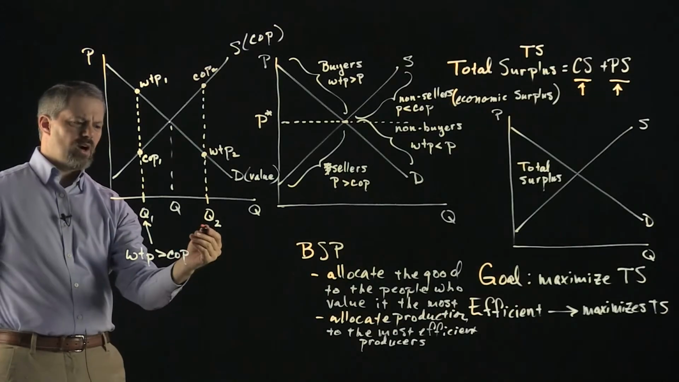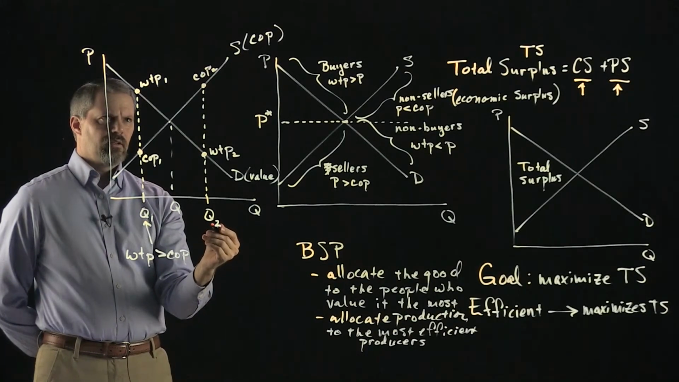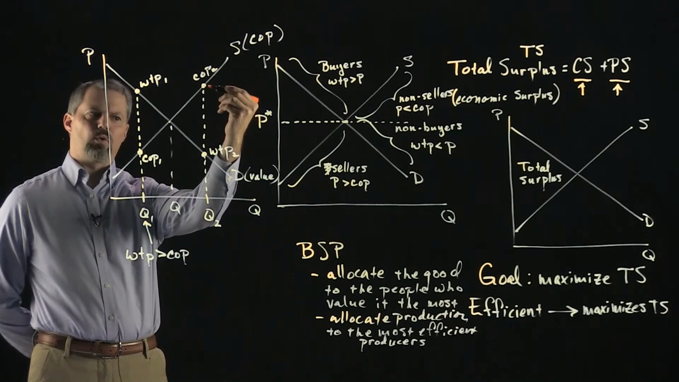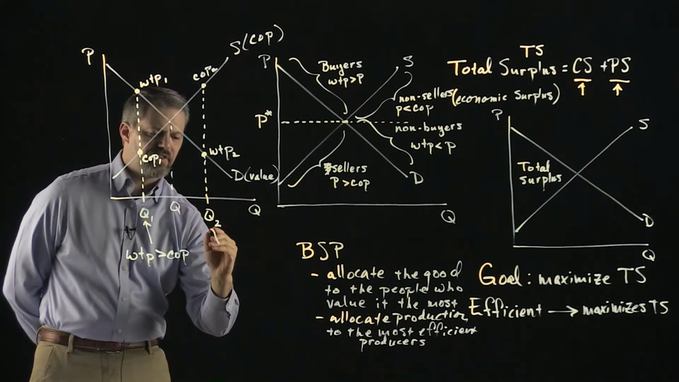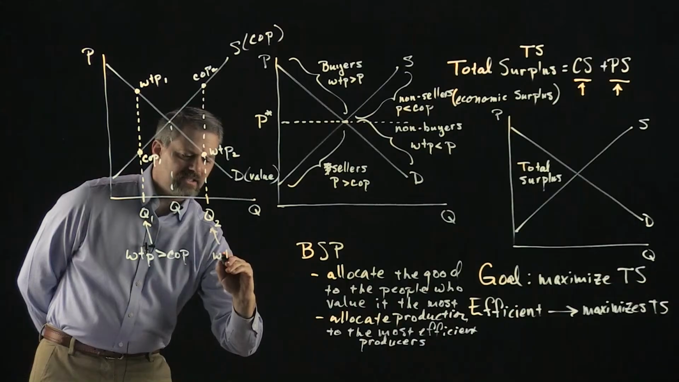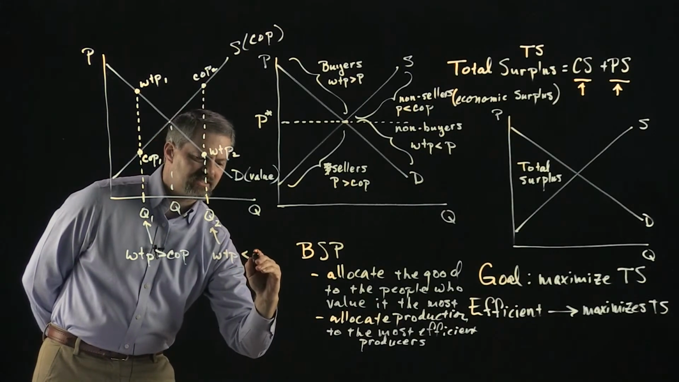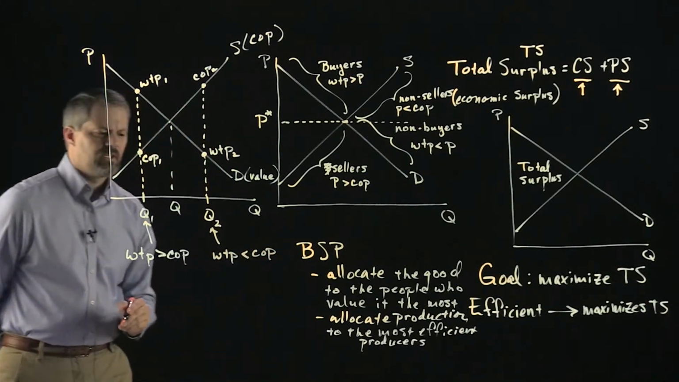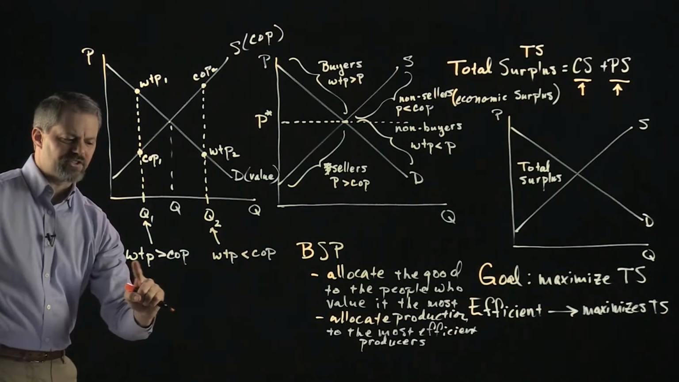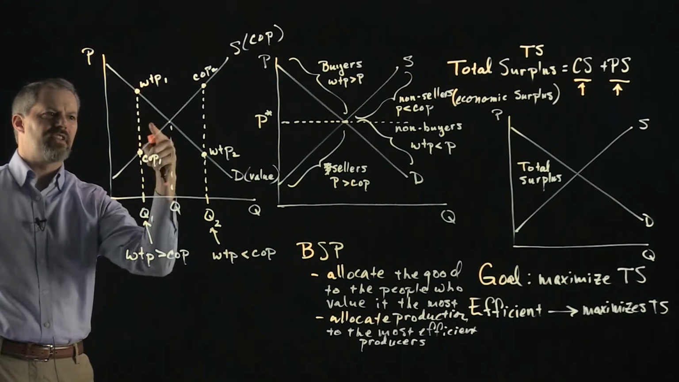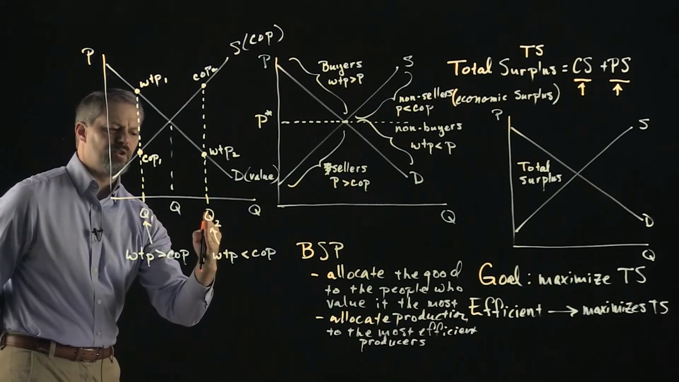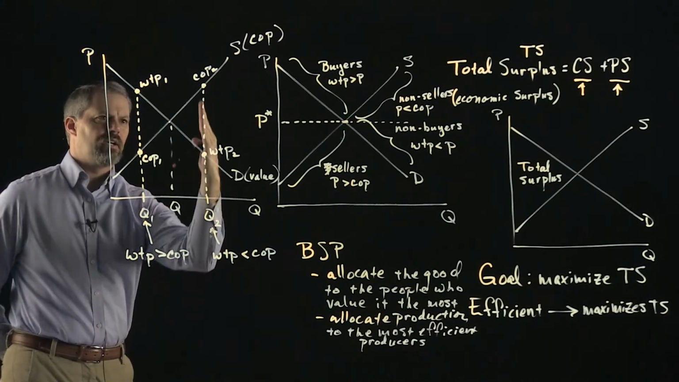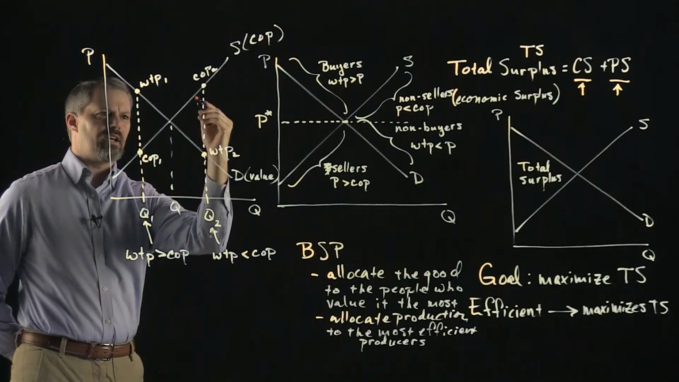You can see this quantity is not a good quantity because at the margin it costs more than what people value it. So the problem with this quantity is that willingness to pay at the margin is less than cost of production. The benevolent social planner would never stop here because we would miss out on this amount of total surplus. The benevolent social planner would never move production out to this point because we would also create deadweight loss out here.